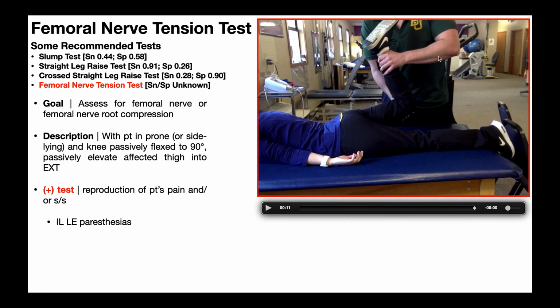So what would clue me in to do this test? Well, I would have a patient with low back pain, and they'd have associated paresthesias going down the right lower extremity, so I perform the femoral nerve tension test on the right lower extremity. So hopefully that makes sense.